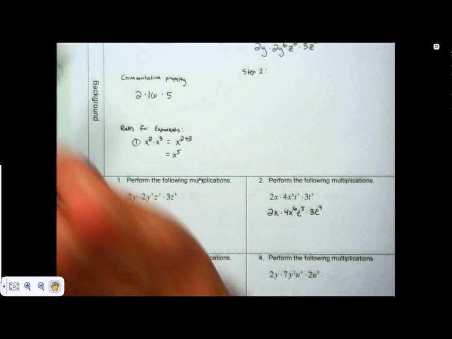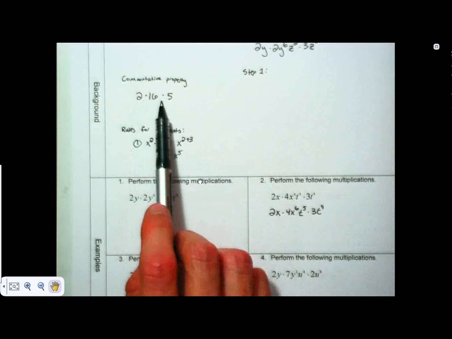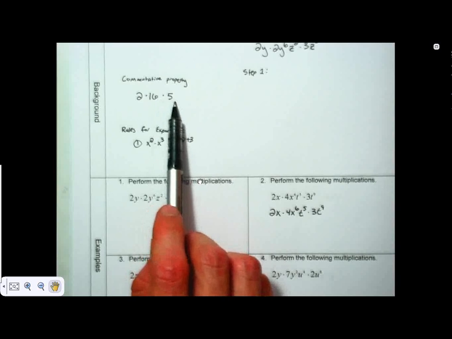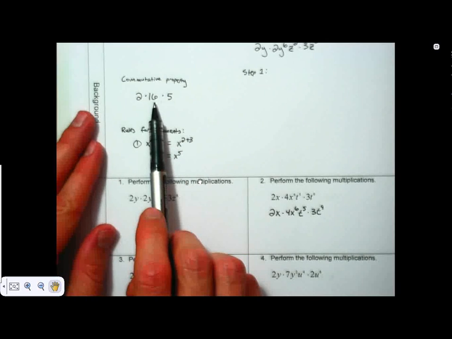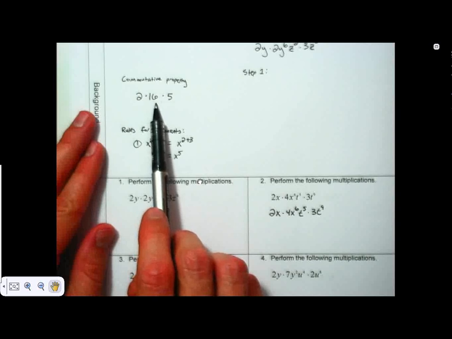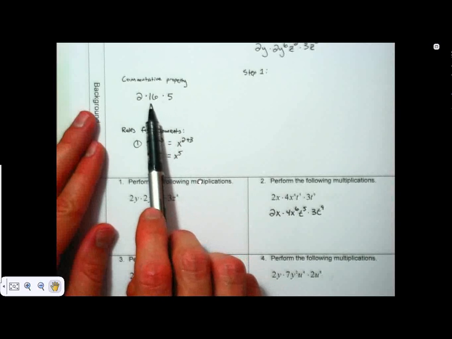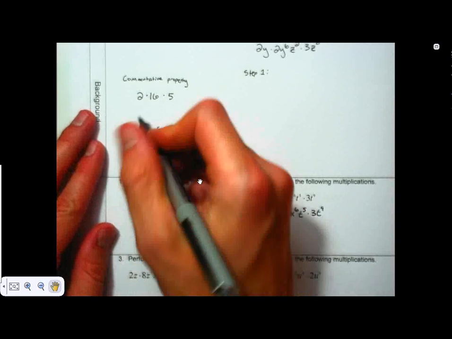Okay, so did you multiply 2 times 16 first and then multiply your answer by 5? Or did you take a different strategy? Well, one way to do this very quickly is if you switch around the 5 and the 16, let's see what you come up with.